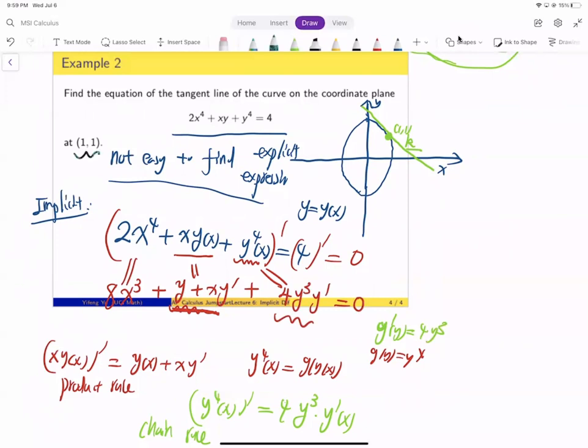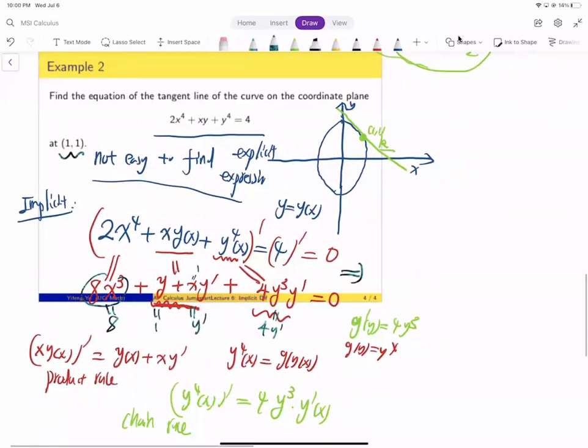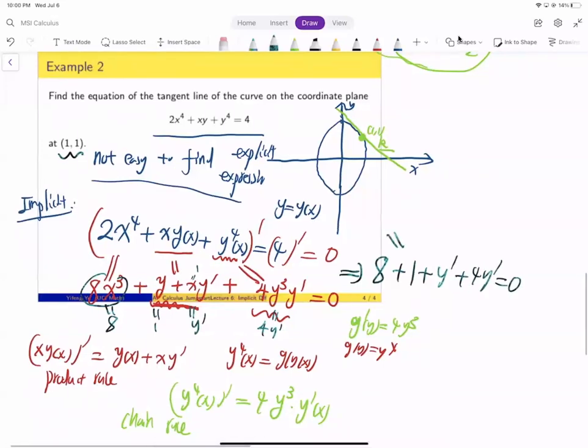So it's (1, 1) here. This one will be equal to 4. This will be 1, and this will be 1 times y prime because x is 1. And y equals 1, so it's 4y prime. If you combine everything together, you get 4 plus 1 plus y prime plus 4y prime equals 0. This gives me y prime at 1 is negative 4/5. So this is the slope.